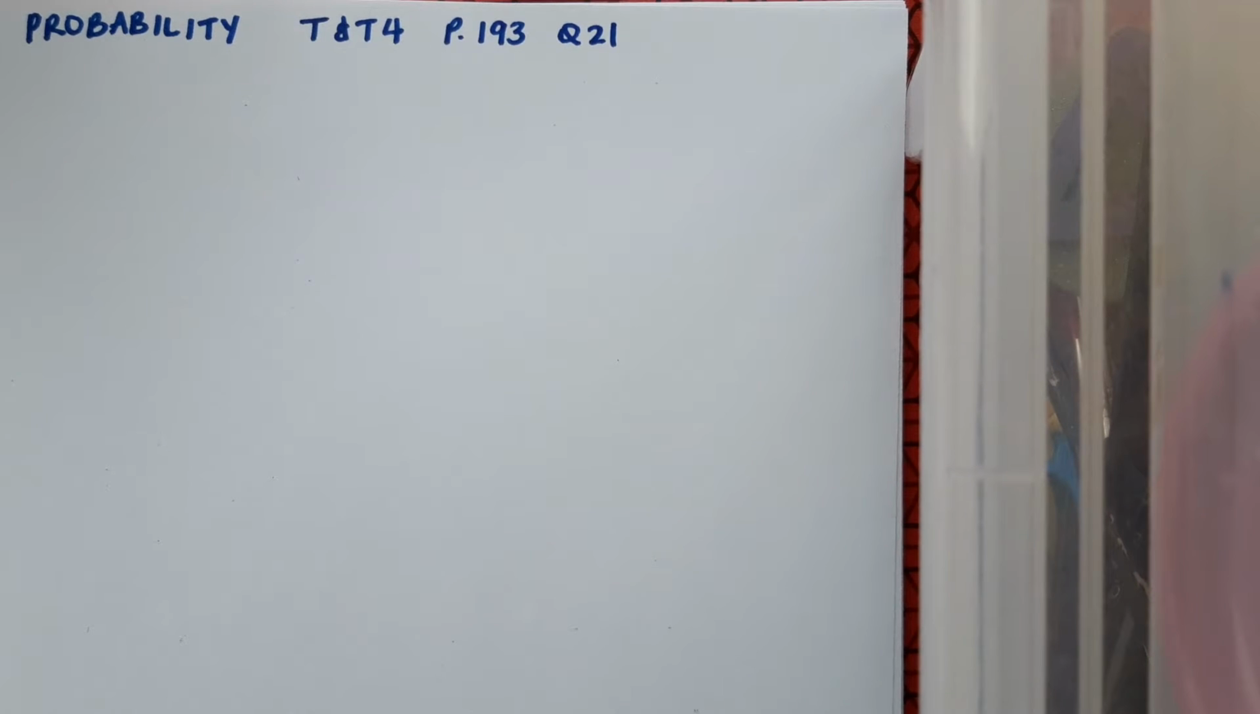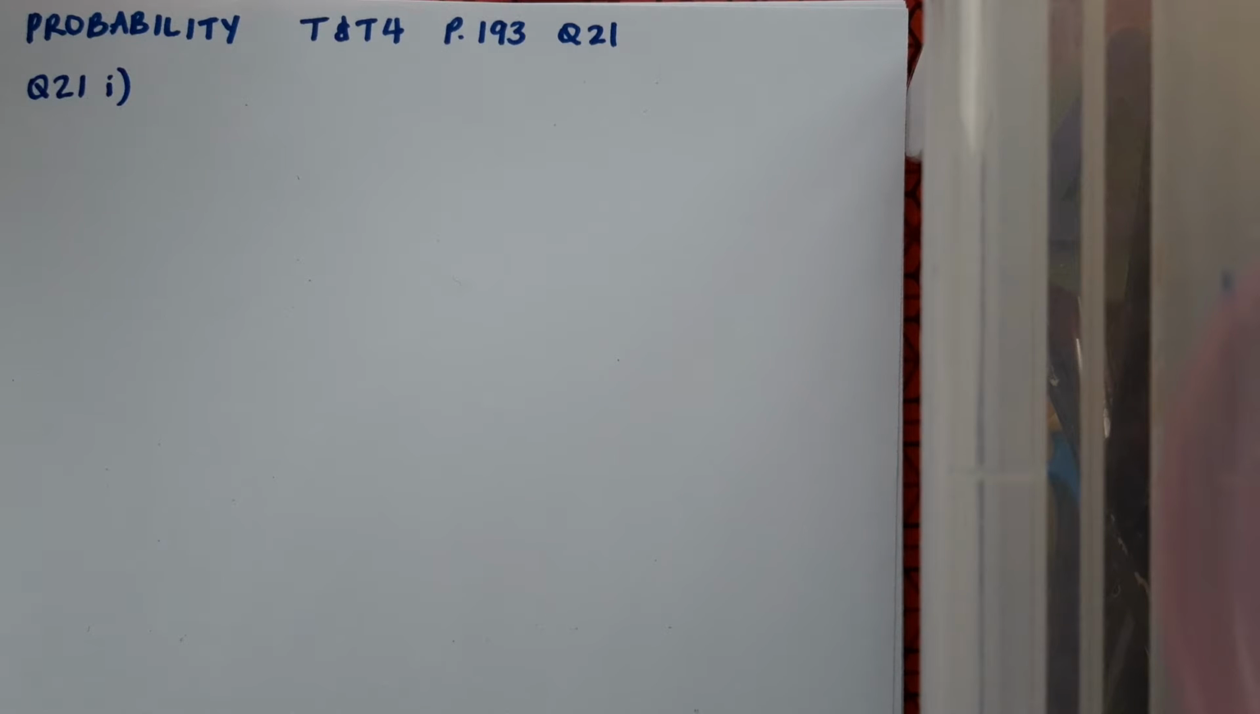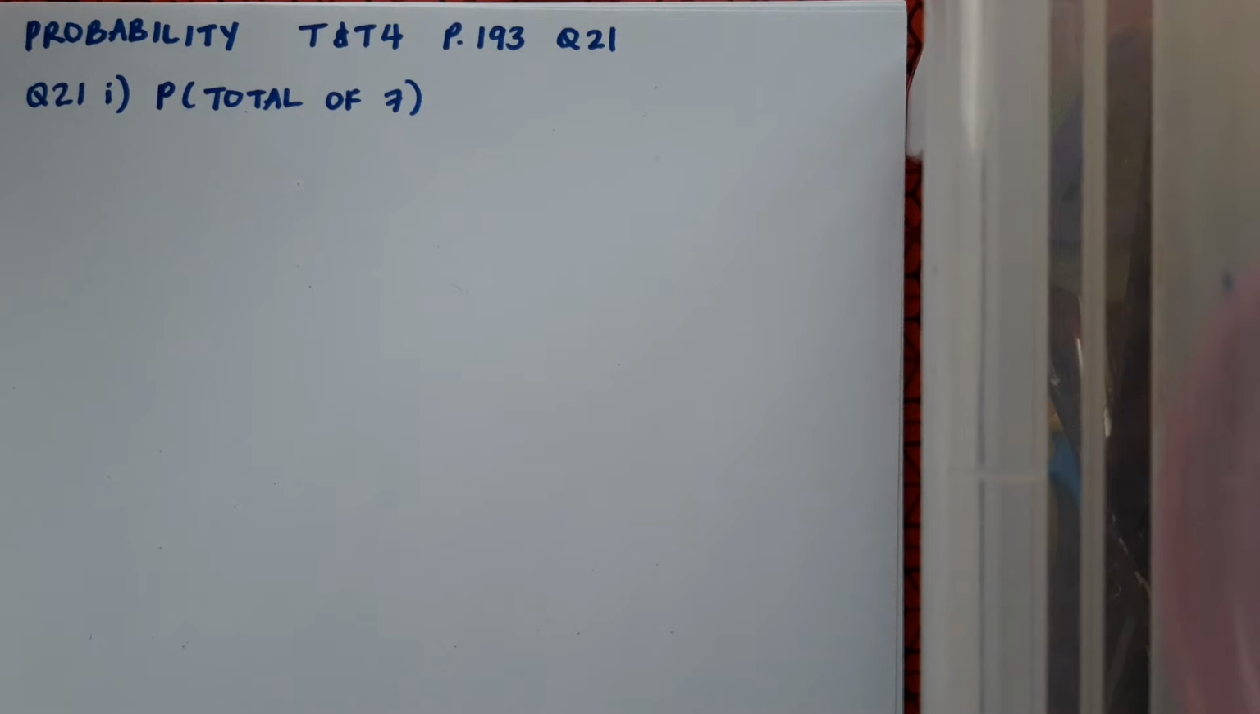This video on probability is a solution video for T&T4, page 193, question 21. In part 1 of the question, we want to find the probability of rolling a total of 7 when tossing a pair of dice. And the best way to calculate this probability is by drawing a two-way table. So do that now, pause the video, and then play and see if you have it correct.